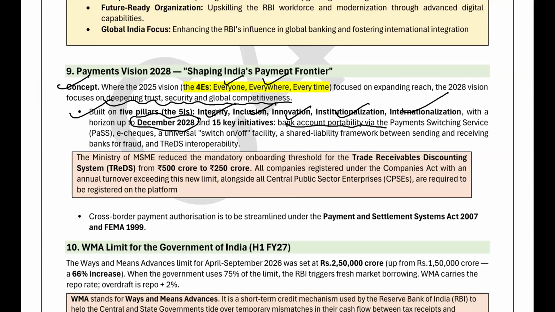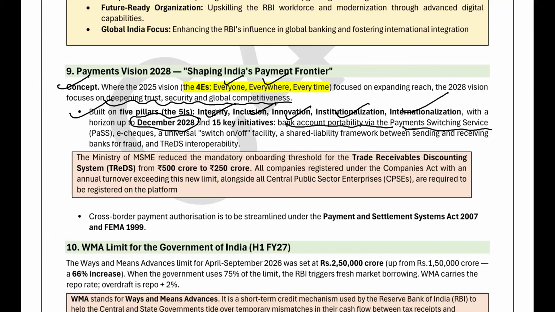Bank account portability via payment switching services. Payment switching services means, just try to understand what it is, because it is mentioned over here. Payment switching services is similar to, like, if you are using a Jio SIM with a mobile number, you can port that Jio SIM into Airtel. You can port that Airtel SIM into Vodafone. Are you getting my point?